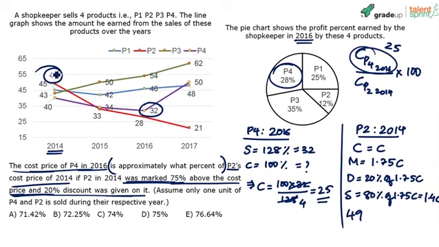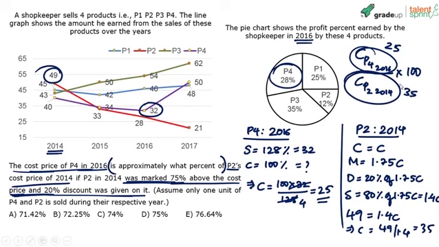49, this is selling price only, right? All this is income. Income is nothing but selling price. Selling price is equal to 49 for product 2 in 2014. That is equal to 1.4 C. So what is C? 49 by 1.4. Simplify this. So it's like 490 by 14, 70 by 2. What is 70 by 2? 35. Yes, so this is equal to 35.